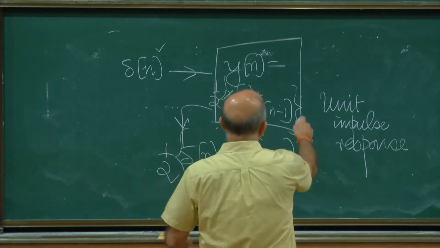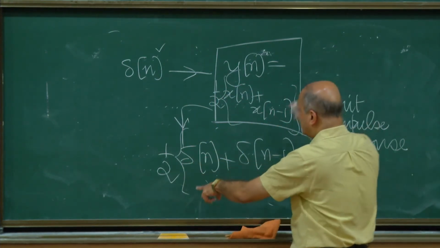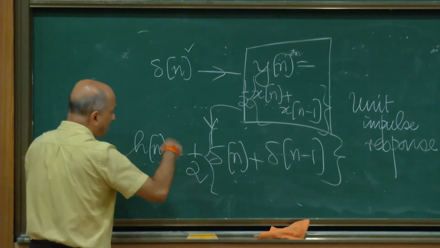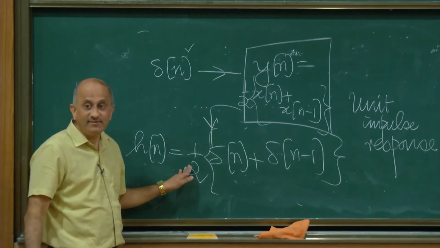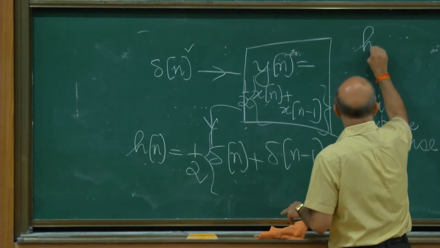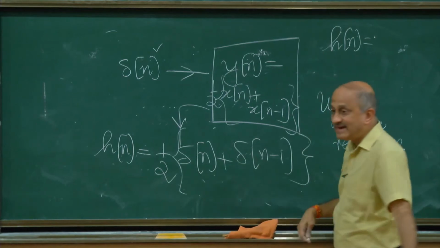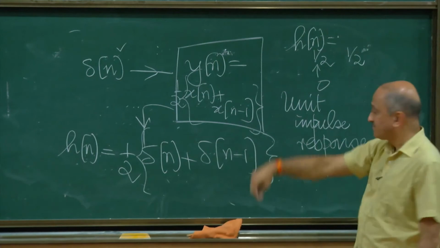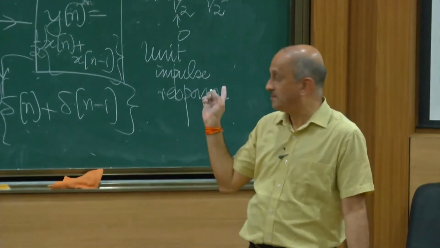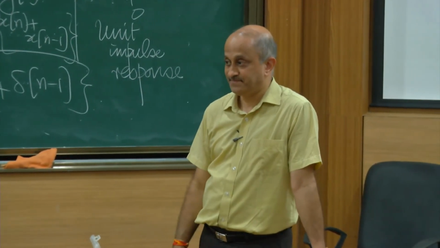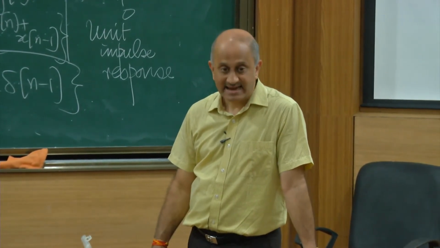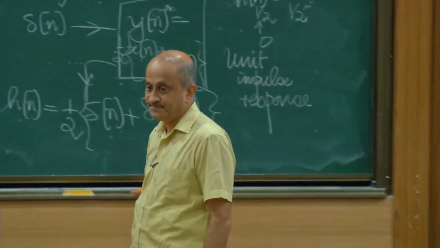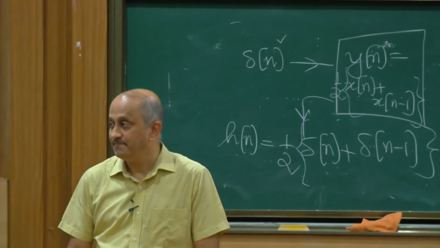In fact, you can sketch this sequence. Let us give it a name. We'll call it h of n. The unit impulse response is often written as h of n. So how can you write h of n in arrow notation? It will look like this, isn't it? You agree with me? It's half at n equal to 0 and half at n equal to 1 and 0 elsewhere. Is that correct? You all agree with me?